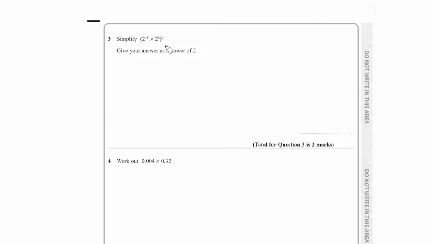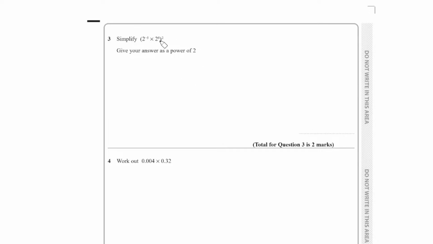Question number 3, we've got index laws. Again, this is most likely to come up in non-calculator because they want to know that you didn't just type it into your calculator. So we've got simplify 2 to the power of -5 times 2 to the power of 8, and then all of that squared. And then we need to give our answer as a power of 2. So we're not working out the value, we're just actually going to simplify it, basically.